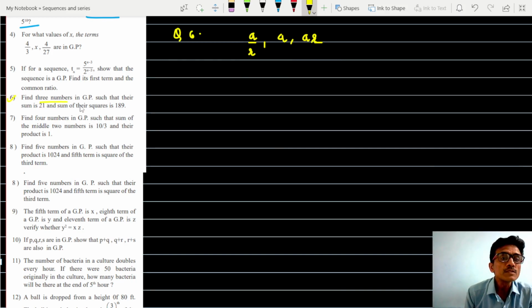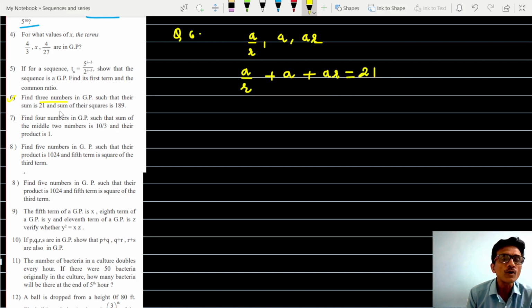Find 3 numbers in GP such that, so 3 numbers in GP we will take like this, A upon R, A and AR, such that their sum is 21. That means A upon R plus A plus AR, this sum is equal to how much? It is equal to 21. This is the first condition given.